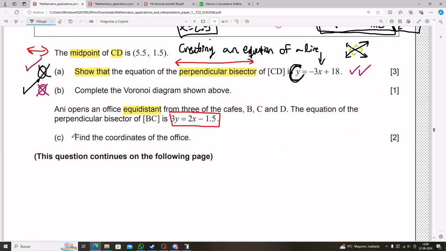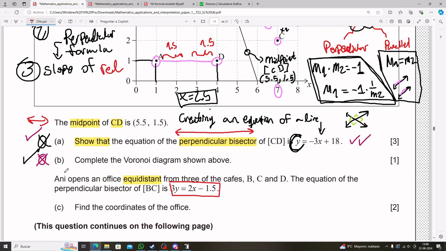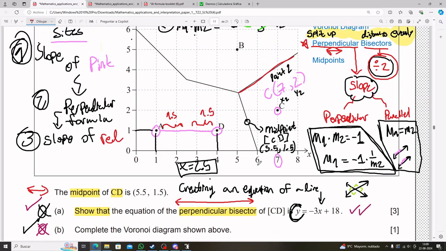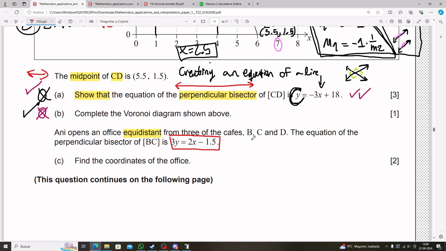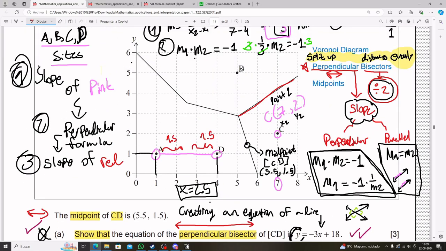And through there, we need to find the coordinates of the office. Because Annie opens an office that is equidistant from the 3 cafes, it has to be where the perpendicular bisectors meet, because the perpendicular bisectors are exactly what help you split up distances evenly. So if it's between B, C, and D, what are the perpendicular bisectors between B, C, and D? It's that one, this one, this one. So the cafe that Annie is opening has to be this point right there. Got it?